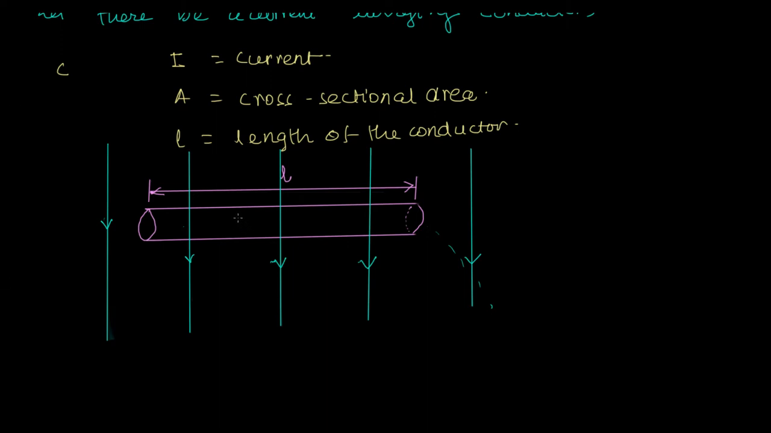And let us say it carries a current I in this direction. Now current I in that direction is equivalent to electrons moving in the opposite direction. These are electrons moving in this direction, correct? And so that is why drift velocity is also opposite to the direction of current.